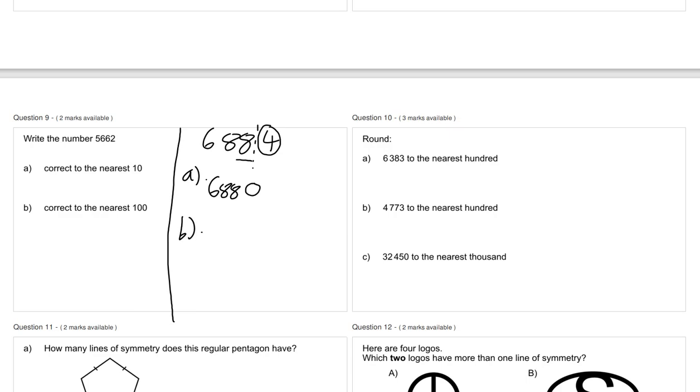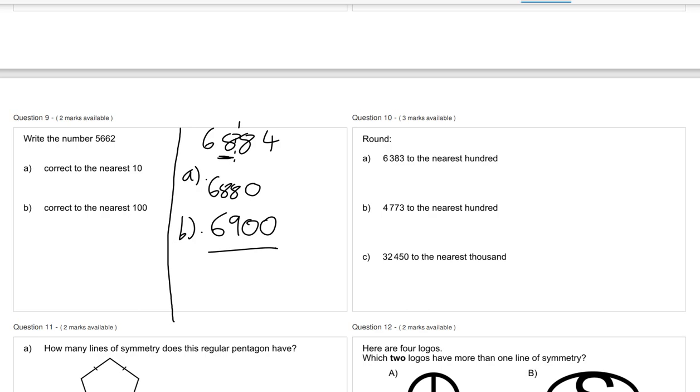To the nearest hundred, we underline the 8, because that's in the hundreds column, dotted line, but the 8 tells us to round up. So we end up with 6, 9, and then 2 zeros. So have a go at A and B now on Maths Watch.